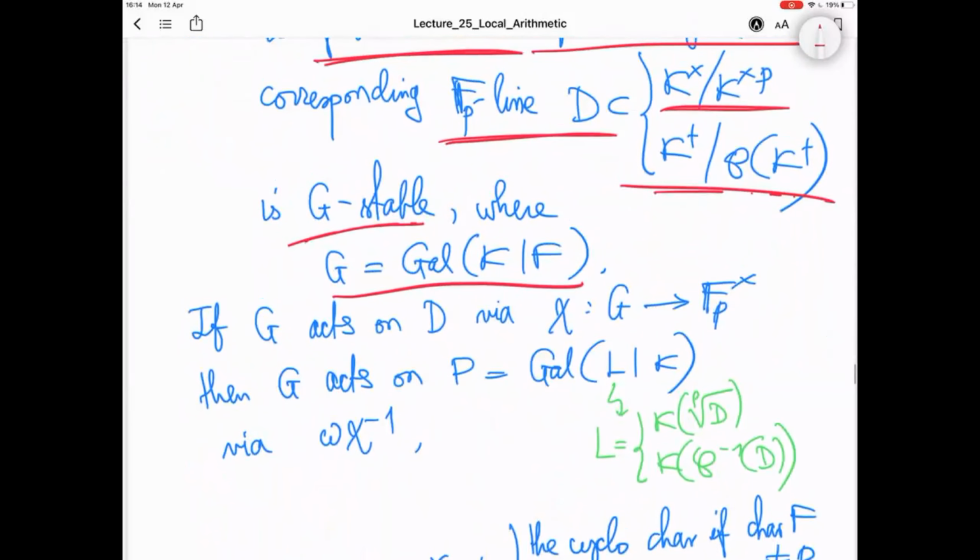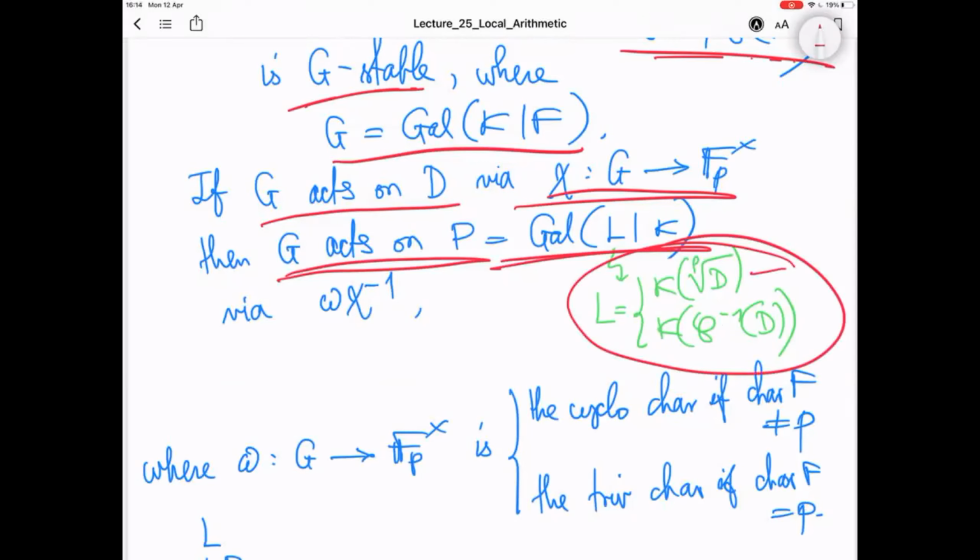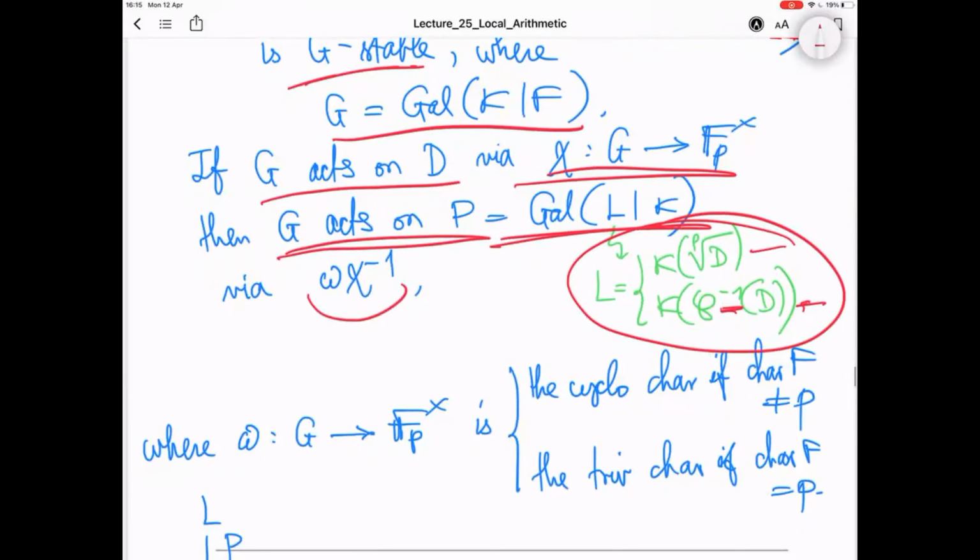And so assume that it's G stable. Then if G acts on D via some character chi, then G will act on P, the Galois group of L over K, where L is obtained from K by adjoining the pth roots of everything in D, or the Artin Schreier roots of everything in D, via the character omega times chi inverse.